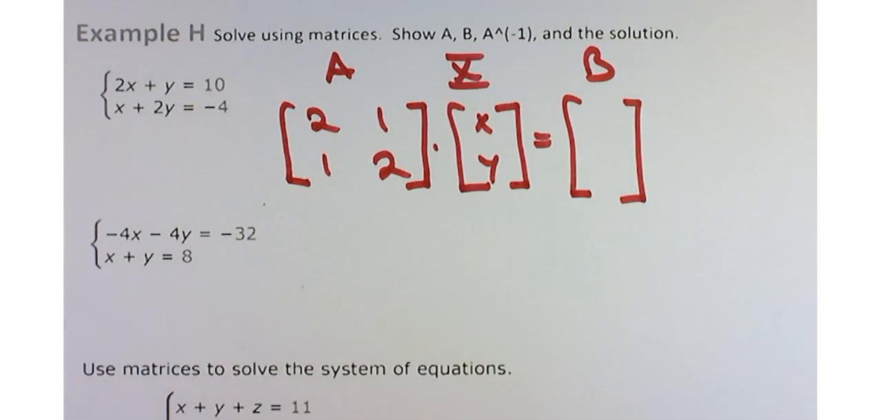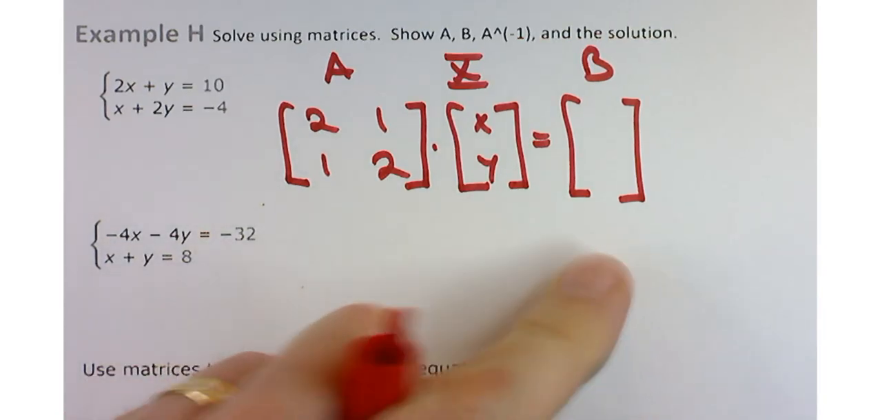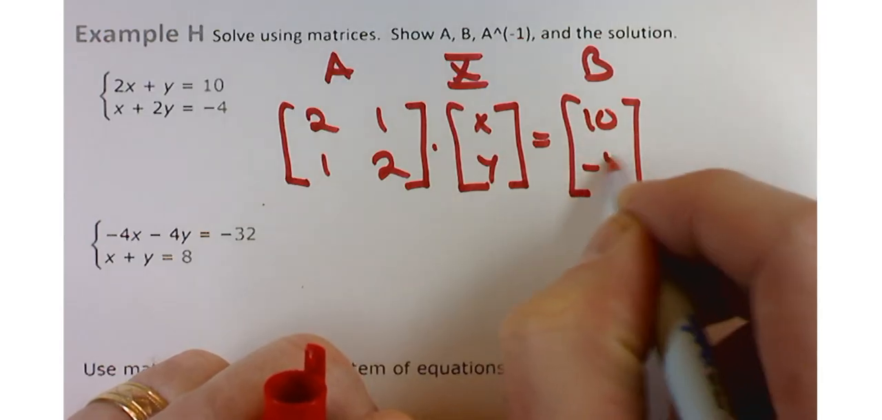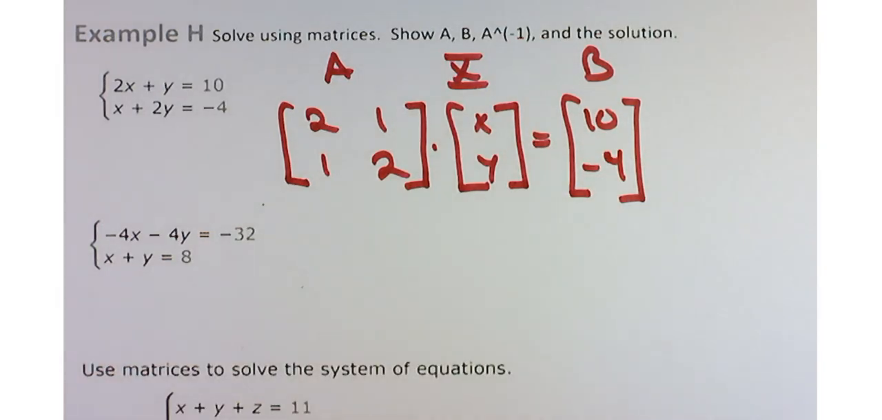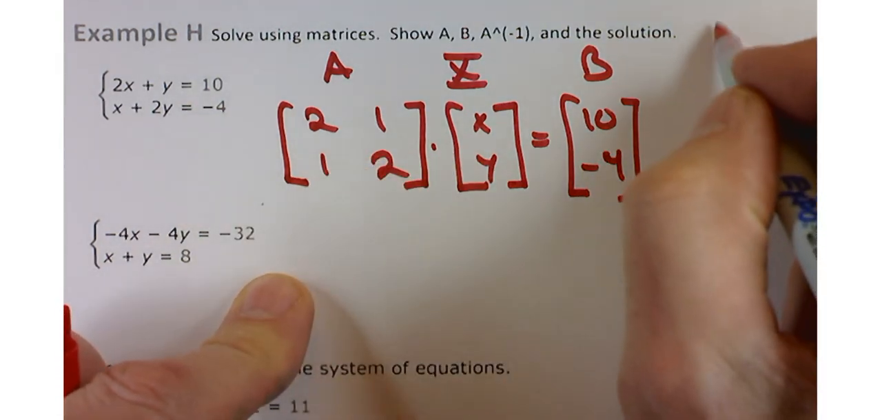Christian, help me out now. Someone else. What goes on with B? What should I put here? 10, negative 4. 10 and negative 4. Great. Now, just like the last example, I want to calculate A inverse times B.